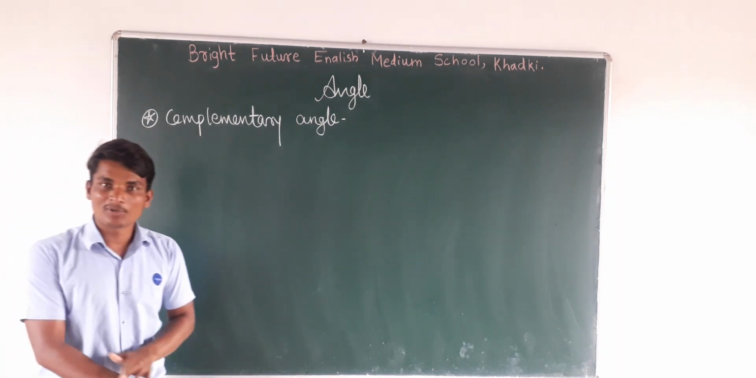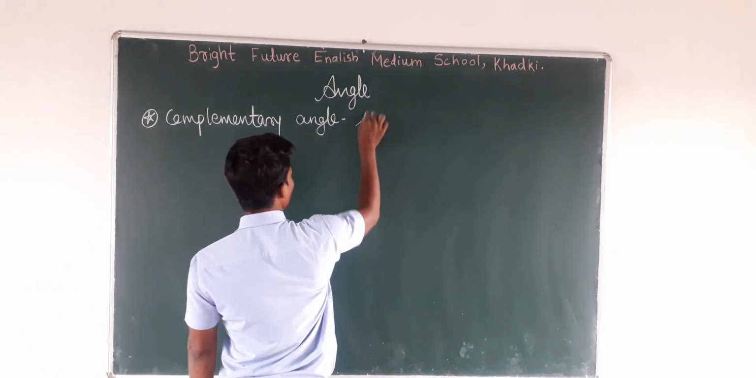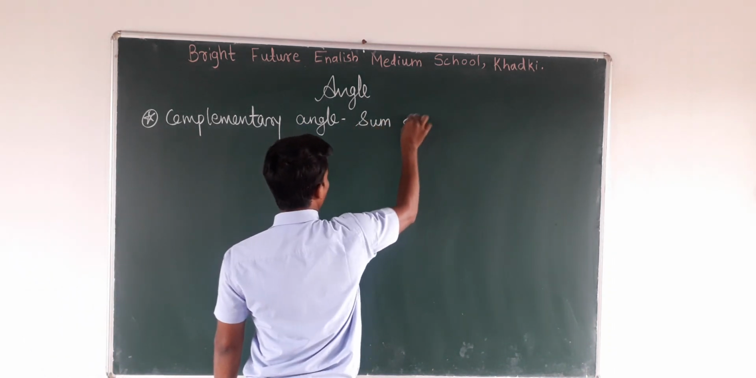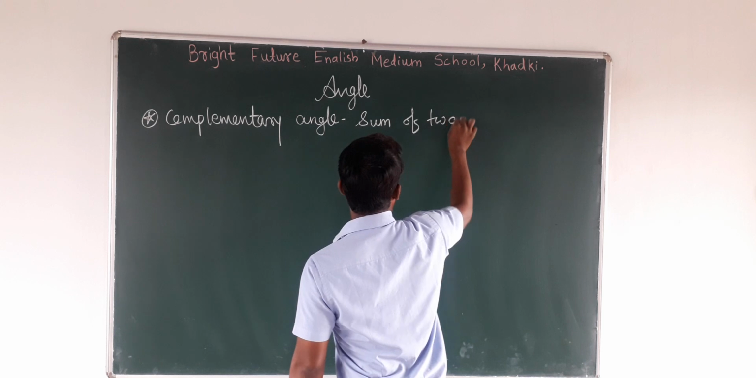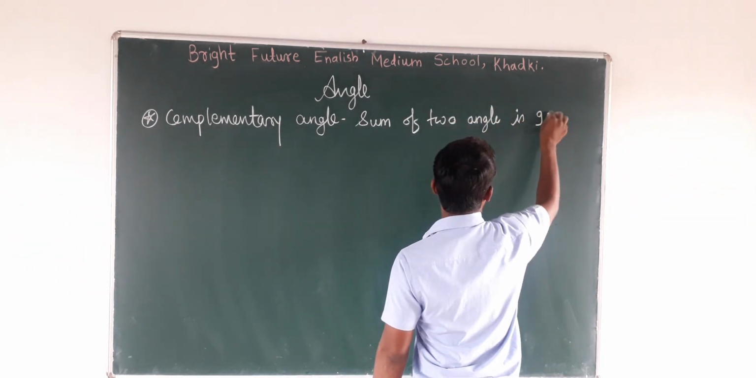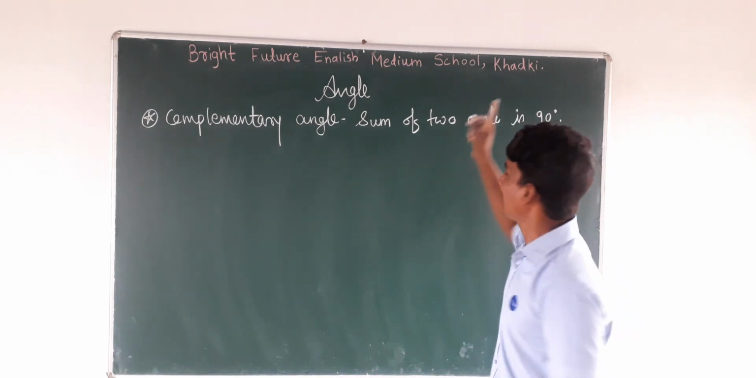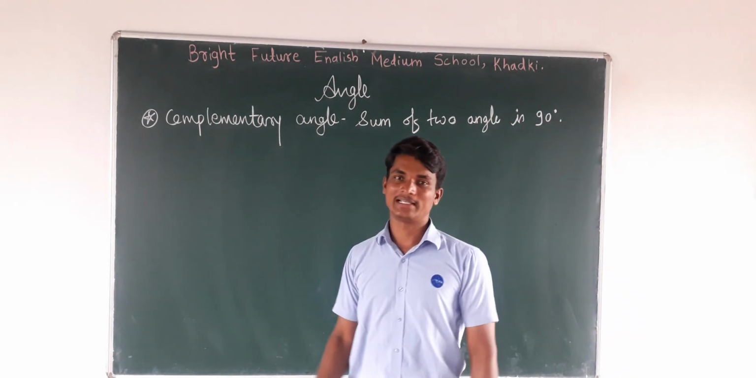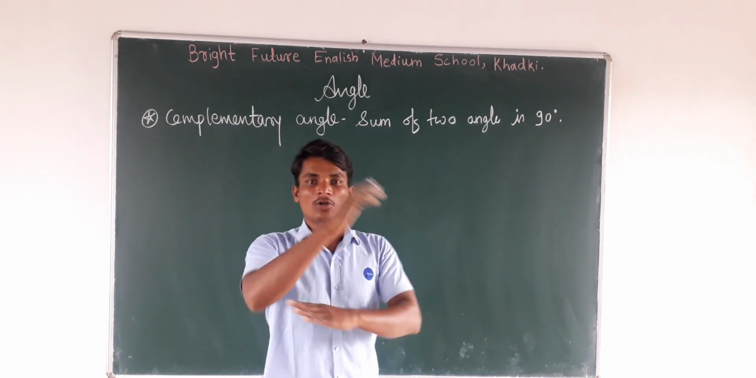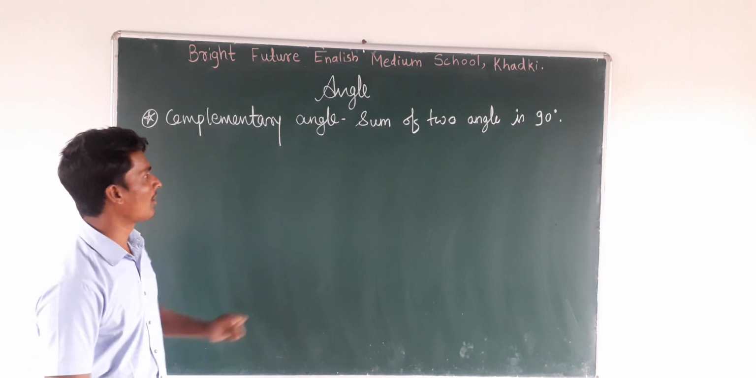So what is meant by complementary angle? The definition of this angle is that when the sum of two angles is 90 degrees, then those angles are called complementary angles. That means, if we add two angles and the addition is 90 degrees, then we call them complementary angles.